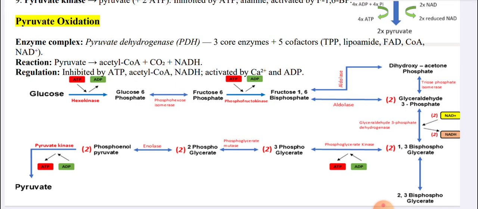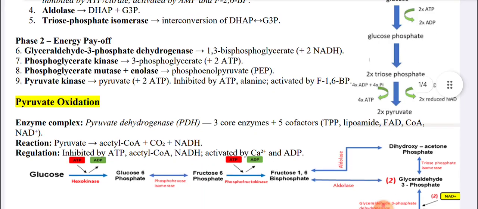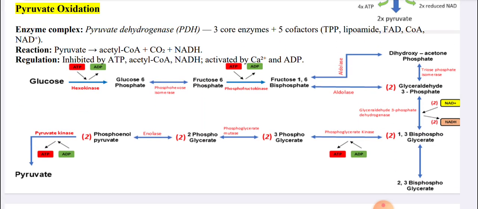So the complexity is for control and efficiency. Exactly. The 3 enzymes work together, and those 5 cofactors, thiamine pyrophosphate, TPP, lipoamide, FAD, coenzyme A itself, and NAD, each has a specific job in passing the acetyl group along and handling the electrons. Can you give us a quick sense of why a couple of those are needed, like TPP and lipoamide? Sure.